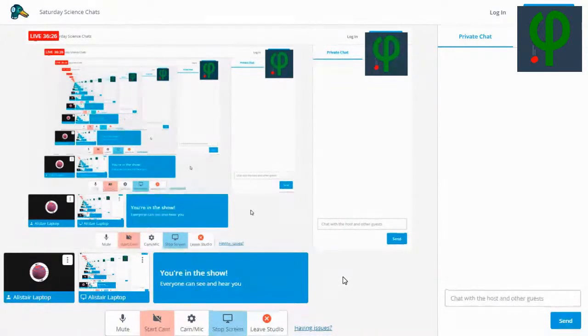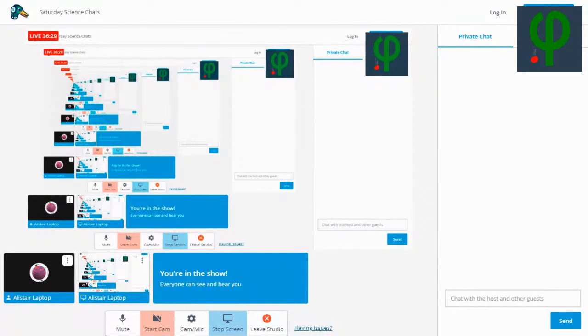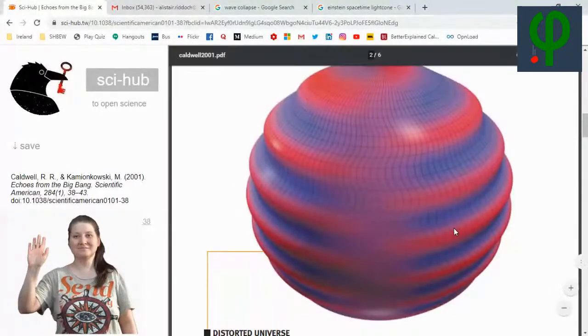I don't know what's causing this and how to get rid of it. No, it's a feature, not a bug. So you just have to put anything else in front of your screen. Okay, there we go.